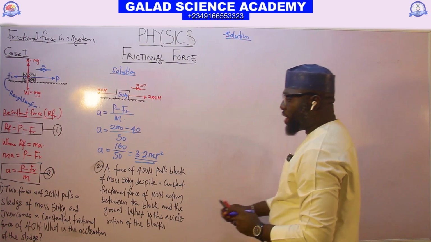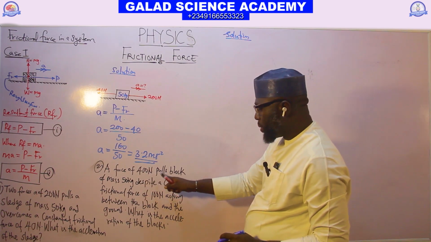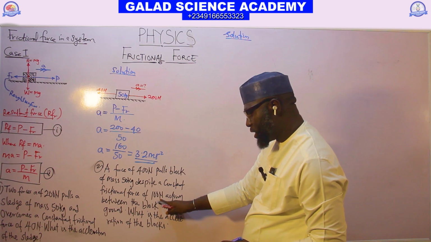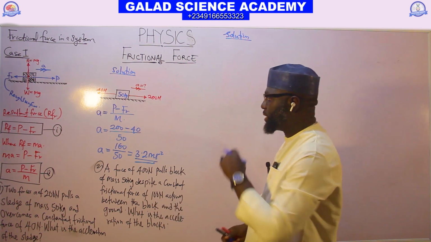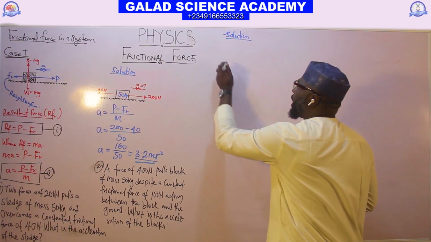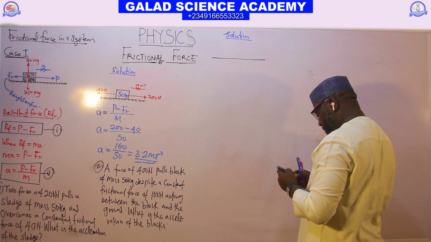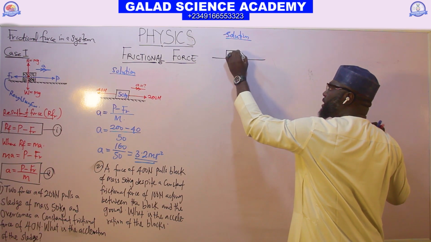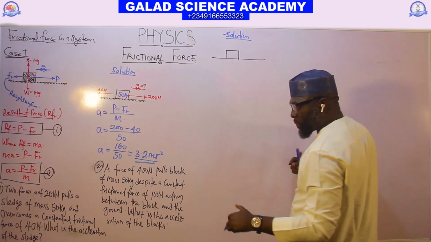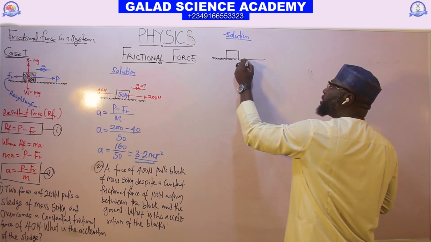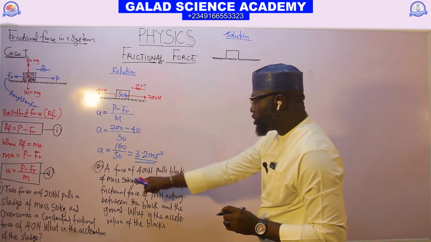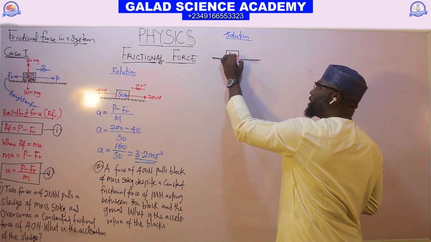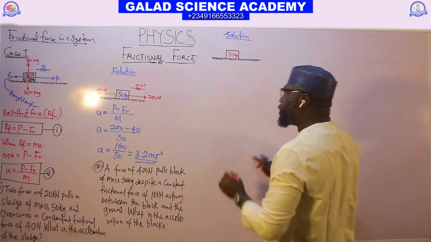Solution. We have a force of 400 Newton pulling a block of mass 50 kg despite a constant frictional force of 100 Newton acting between the block and the ground. So for this case too, we have our horizontal plane, like this. What is the mass of the block here? 50 kg. Let me put 50 kg here.